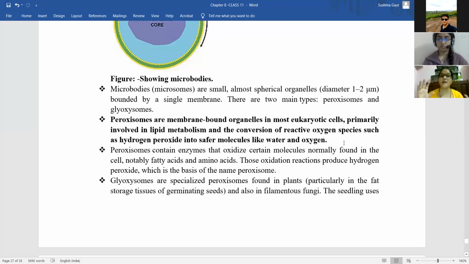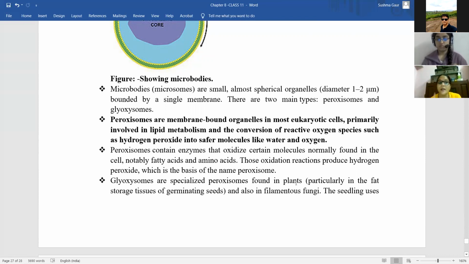What are microbodies? They are spherical structures. Their outer layer is a plasma membrane, a lipid bilayer, and there are two types of microbodies: peroxisomes and glyoxysomes. Peroxisomes are responsible for conversion of reactive oxygen species into oxygen and water, and they are involved in lipid metabolism. And the second is glyoxysomes. What are glyoxysomes? They are a special type of peroxisomes that are present in plants.